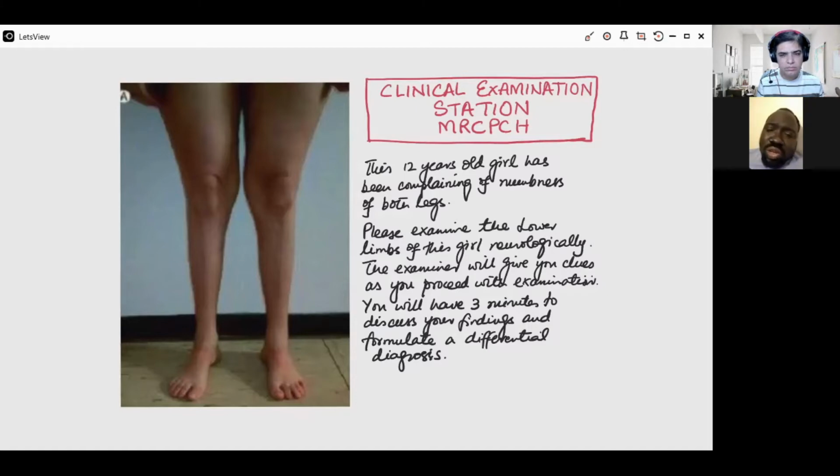So after doing all that, if I'm sure, I'll palpate the calf to be sure that she doesn't have any pain in her calf. If she doesn't, I might try to elicit a clonus. Okay. So the ankle clonus is not present.